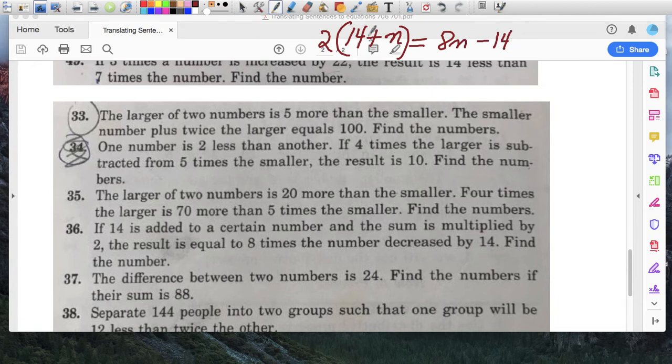So the key thing here was this part right here. 14 added to a certain number, 14 plus n, which is going to give me something, right? A sum. Take that sum and multiply it by 2. Okay, so key here was putting that in parentheses.